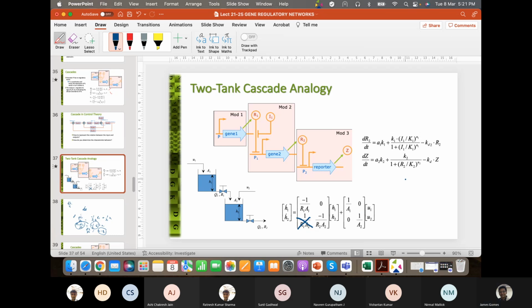Now, when I want to look at this system here, which is this gene cascade, I could also write this gene cascade into this kind of a form. Now, where will the difficulty come when I try to do this? That's my question.